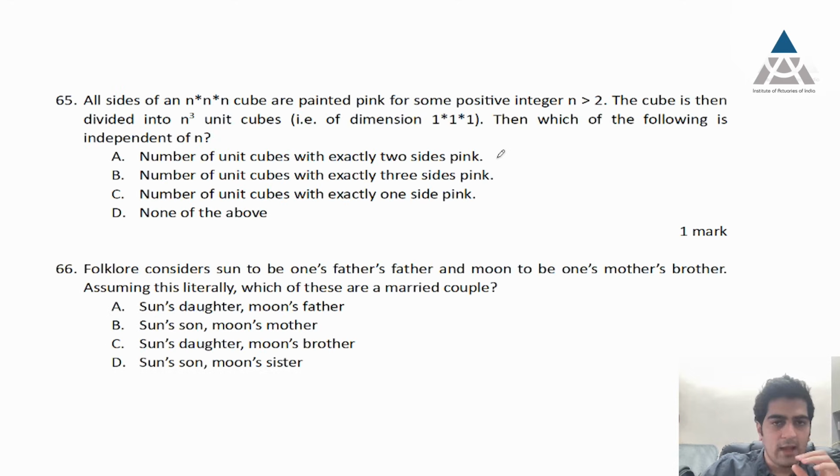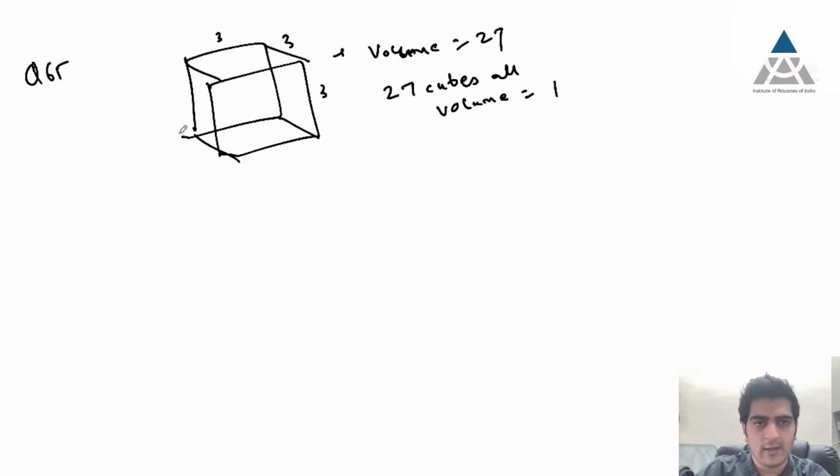Okay, what they are asking now is which of the following is independent of n, and look at the options. Number of unit cubes with exactly 2 sides pink, number of unit cubes with exactly 3 sides pink, number of unit cubes with exactly 1 side pink. Now what are they trying to imply here? See, you painted this cube from outside as pink. Now when I create 27 cubes out of it, just try and visualize.